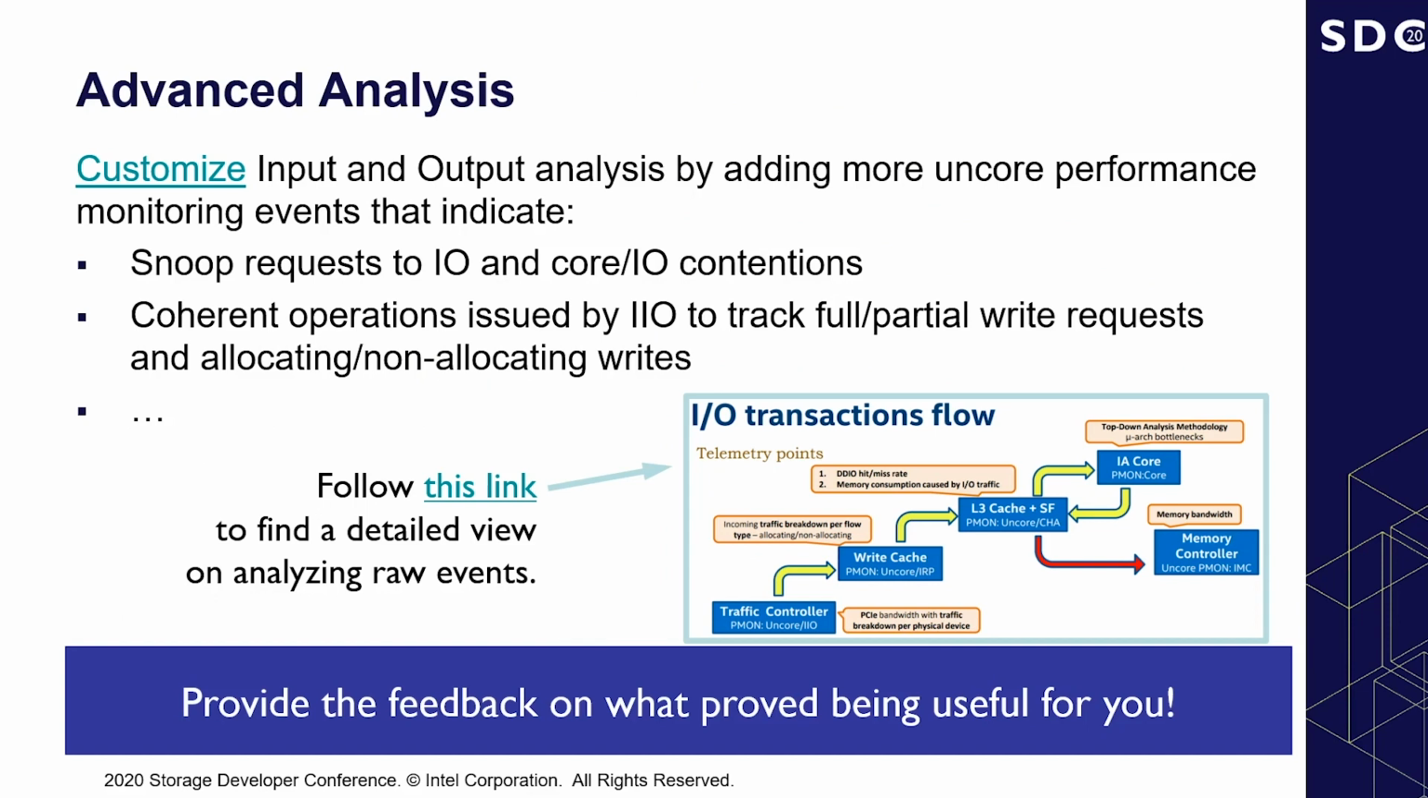Now, before we finish, let's get back to where we started, the performance analysis overview. In some cases, you may need to go beyond existing metrics of VTune. So the last direction we want to touch today is dealing with raw counters. If you need to go the hard way and explore second level effects, you may customize I/O analysis by adding events counting snoops sent to I/O, coherent operations, and so on. To navigate through raw counters, use the Uncore Performance Monitoring Guide and our previous dedicated talks.